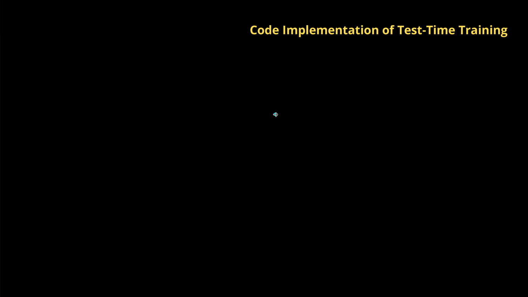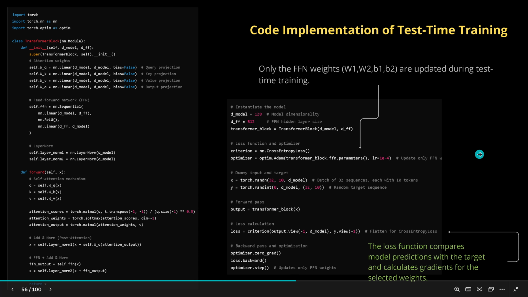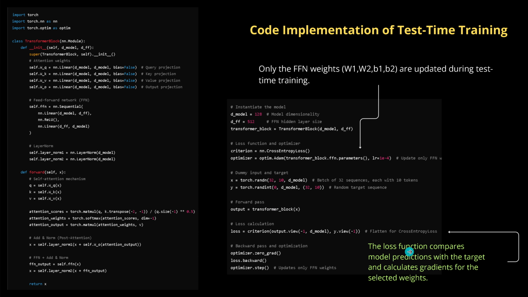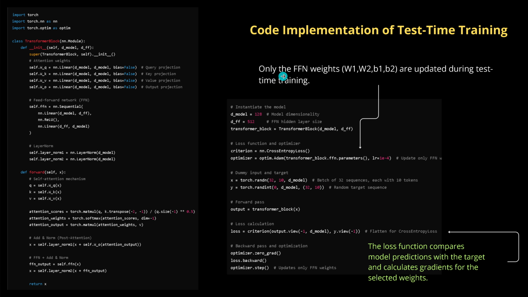Now, let me show you this most simplified code implementation for test time training. You have your classical transformer block, your forward, your initialization. You define the loss function. You have the input. You have your forward pass, your loss calculation, and the backward pass and the optimization process. And you immediately understand that this loss function compares the model prediction with the target and calculates the gradient for only some selected weights. And in the optimization, you only take care that the feed-forward network weights are updated during the test time training.